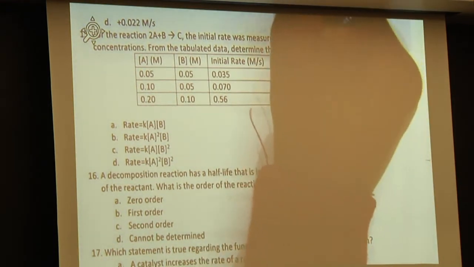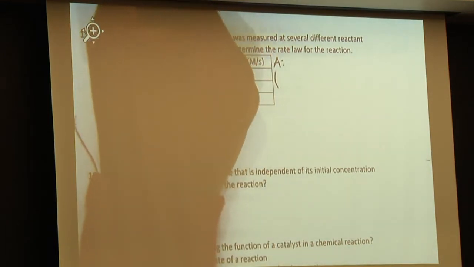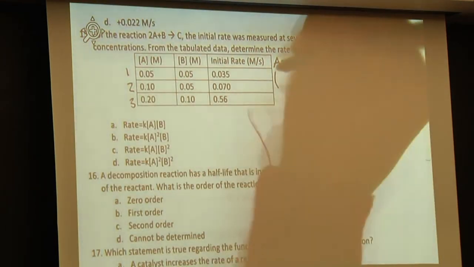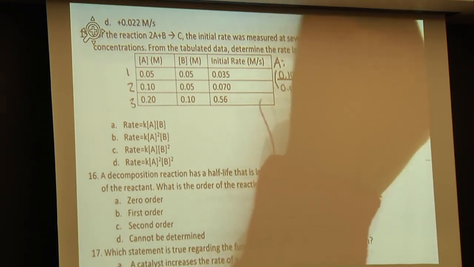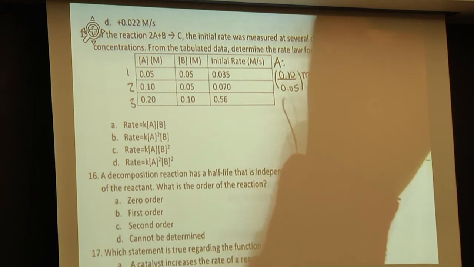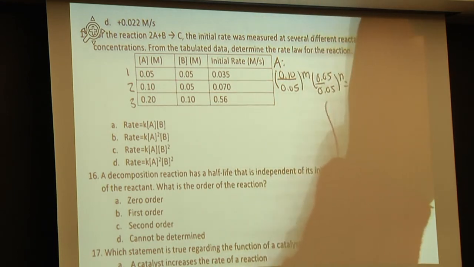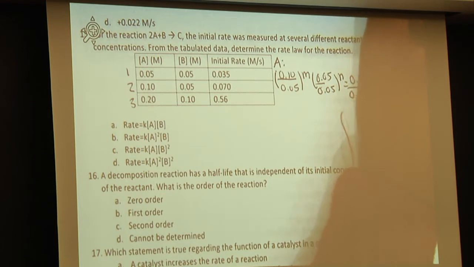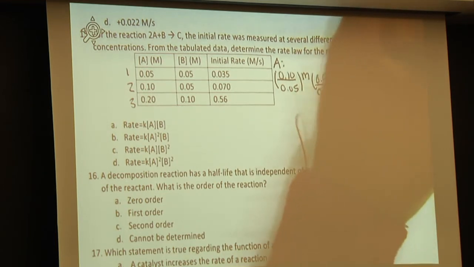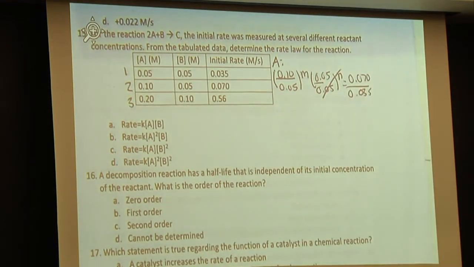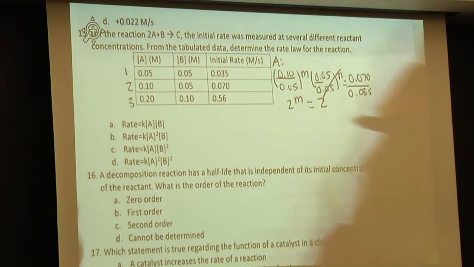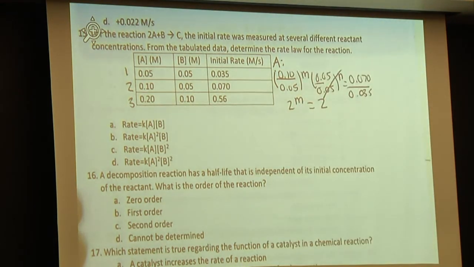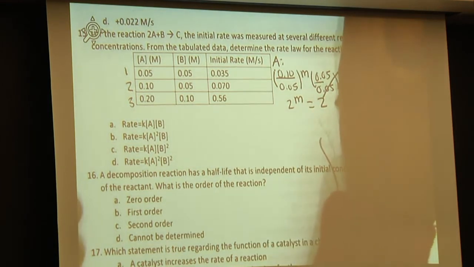So we would pick two trials. I'm going to pick trials 2 and 1. So it will be 0.10 over 0.05 raised to the m equals 0.05 over 0.05 raised to the n, and then 0.070 over 0.035. This we can ignore because 1 to the whatever will always be 1. So 0.10 over 0.05 is 2. So 2 to the m equals 2. So 2 to the what equals 2? What would m be? 1.